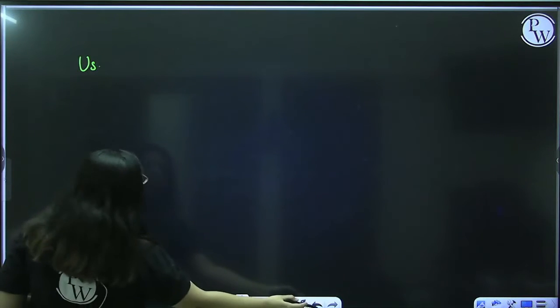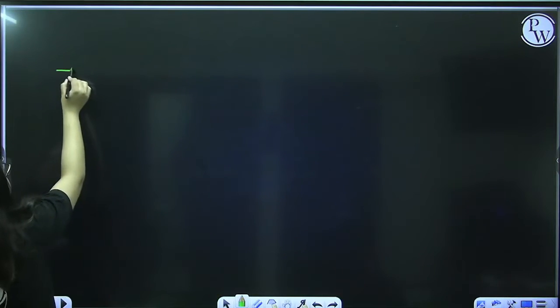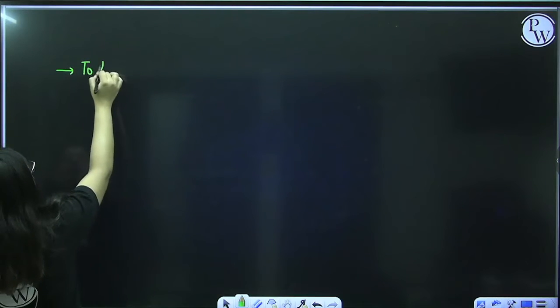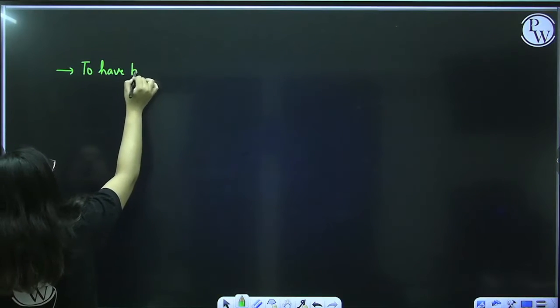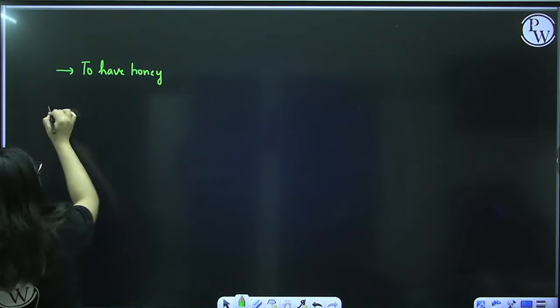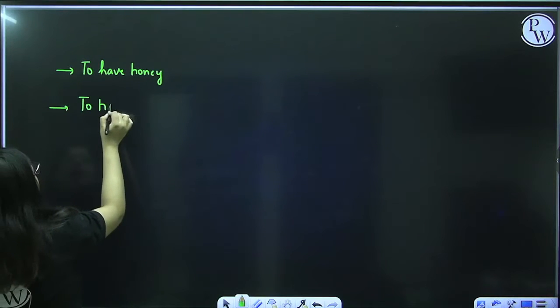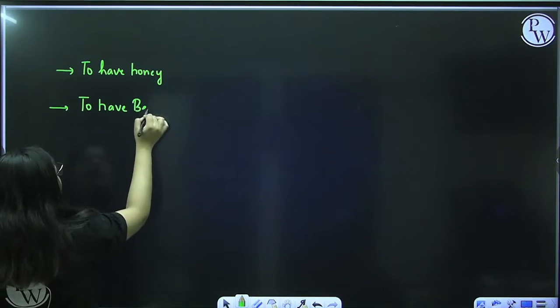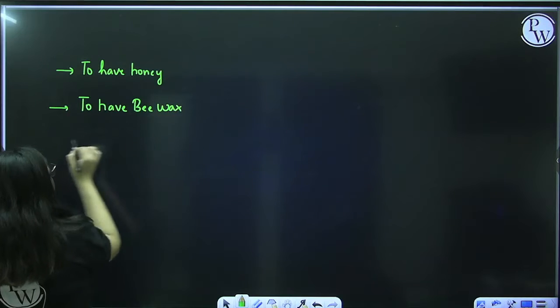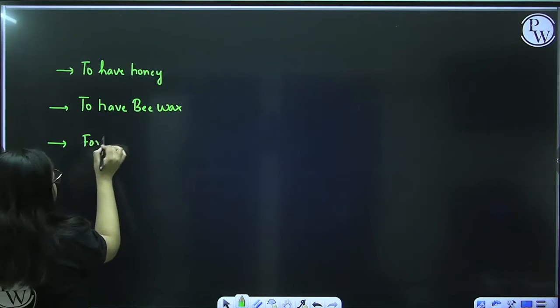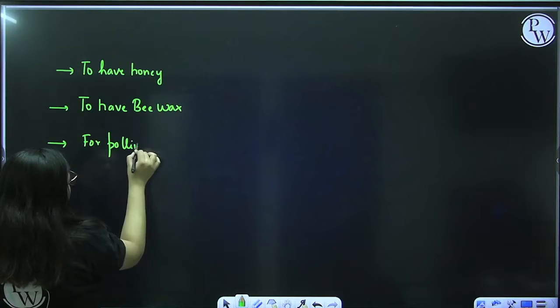Why are we doing apiculture? First benefit, to have a product, and the product is honey. Second, to have bee wax. Third, for pollination.